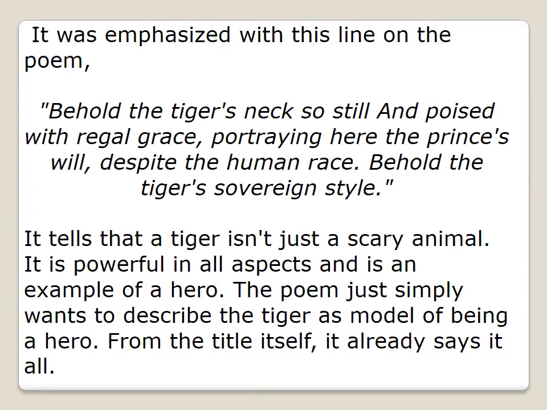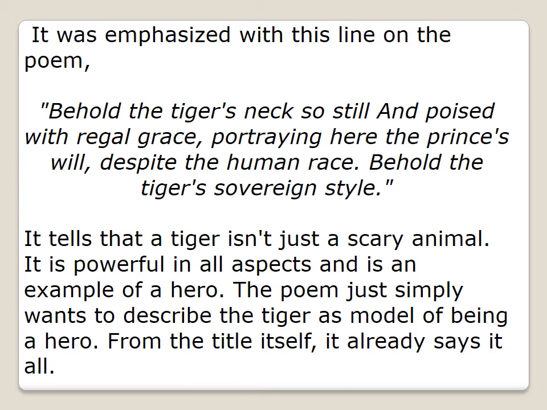It was emphasized with this line in the poem, "Behold the tiger's neck so still and poised with regal grace, portraying here the prince's will despite the human race. Behold the tiger's sovereign style." So here again the poet is telling us that maybe humans consider themselves one of the most tertiary beings and they think they are in control of nature and environment, but no.